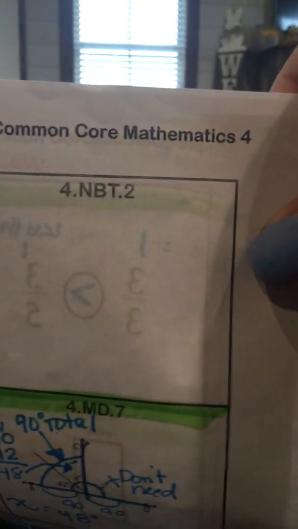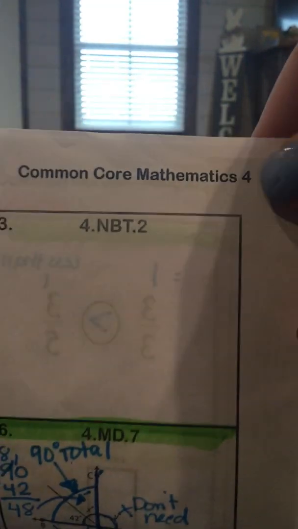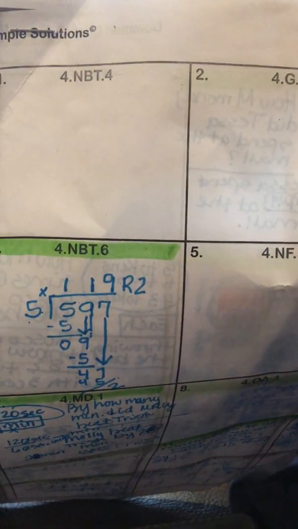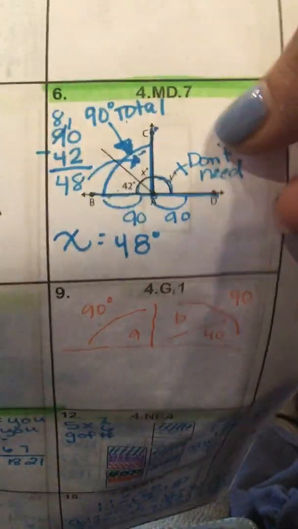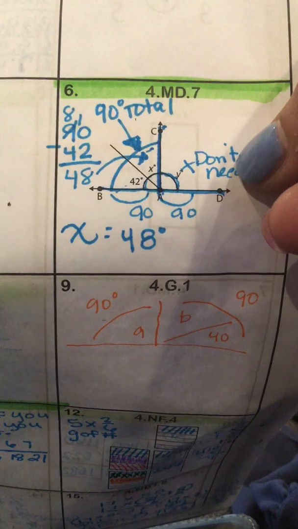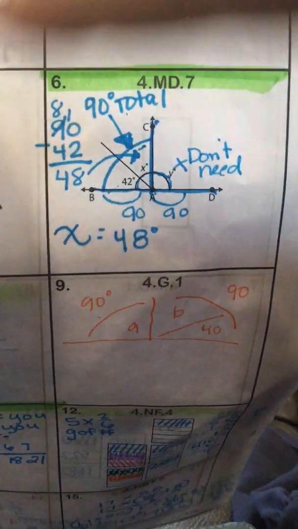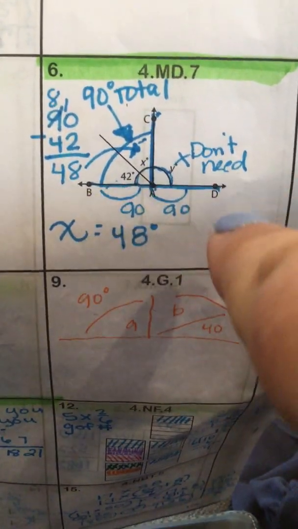Okay, this is a video for April 19th for 4th grade. The first question is a division problem, just practicing common division. This question is where they are given a combination of angles.